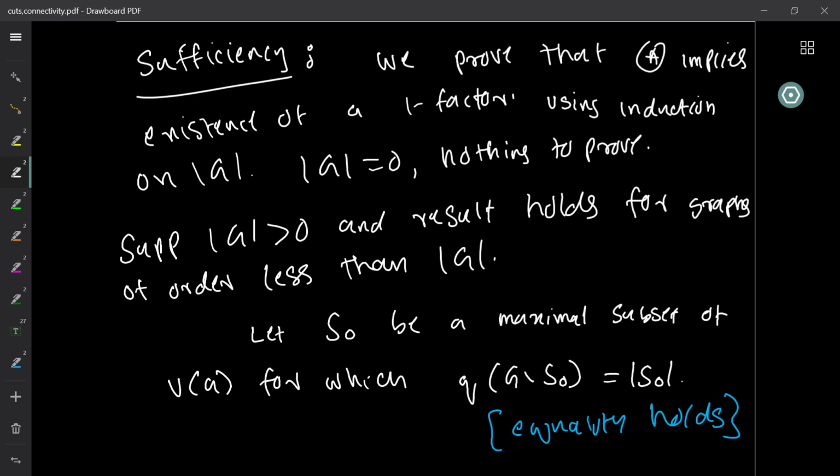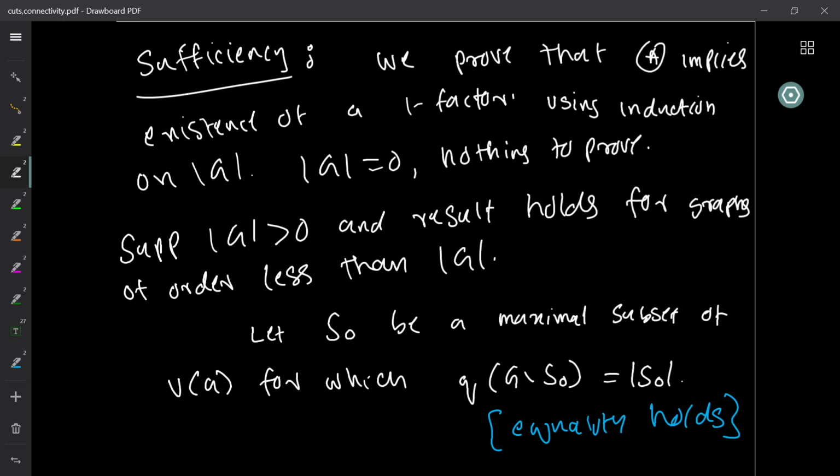We are going to use induction on the order of the graph, and for the starting case we will say that if the order of the graph is 0, there is nothing to prove. This is clear. Now let us assume that the graph has non-zero vertices, strictly greater than 0, and the result holds for graphs of order strictly less than the order of G. For all the graphs with order strictly less than this, the result is true. That is, if for that graph all the subsets satisfy this property, it implies there is a perfect matching. That is true.